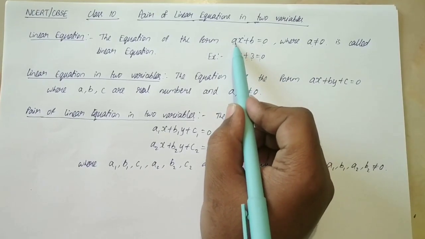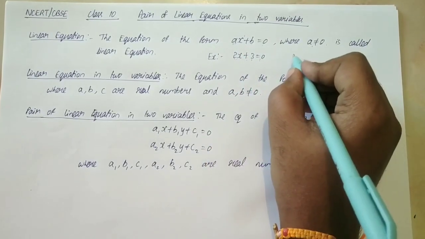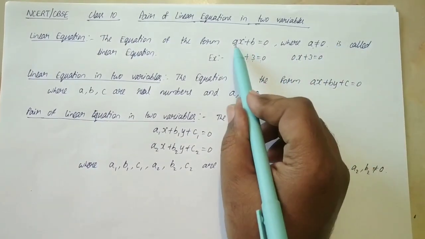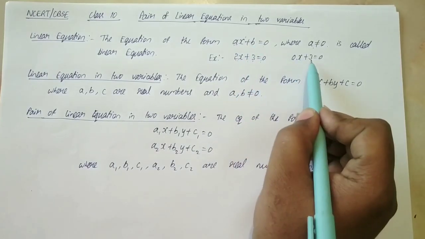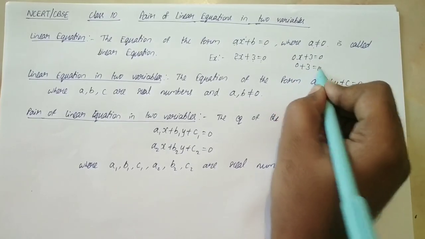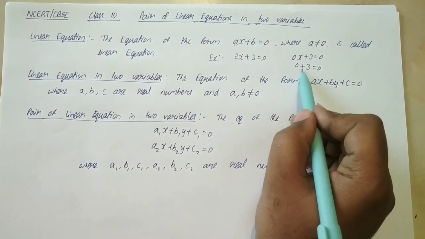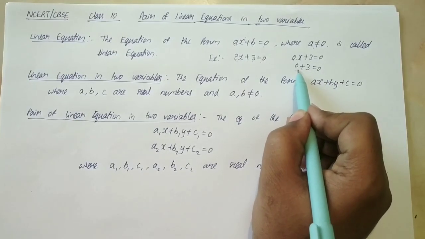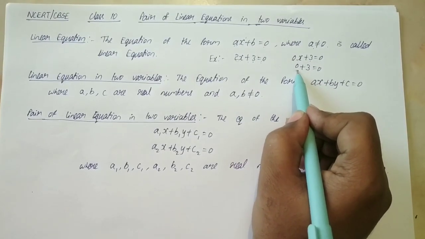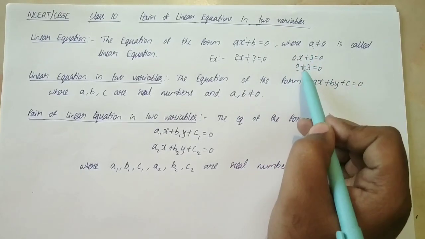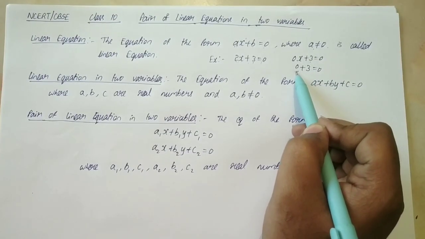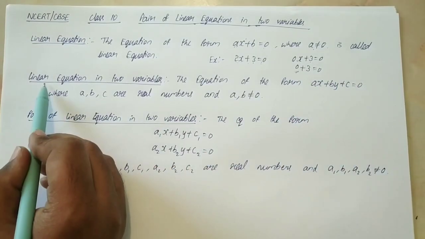What happens if this a becomes 0? Check it out now. 0 into x plus 3 is equal to 0. In place of a I have written 0, in place of b I have written 3. 0 into anything will become 0 itself, right? So 0 plus 3 is equal to 0. In this case we don't have any variable, right? If we don't have any variable, can we call it a linear equation? Obviously not. That's why this a should not be equal to 0. If a is equal to 0, then the equation cannot be called a linear equation as there is no variable. Getting? Next, linear equation in two variables.